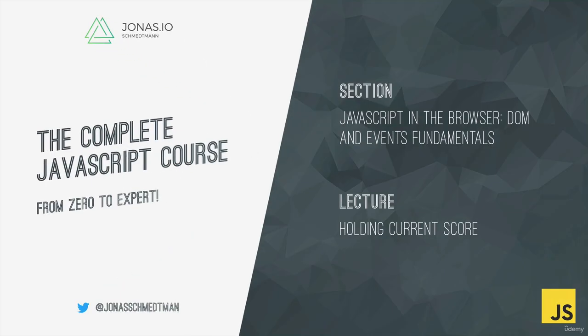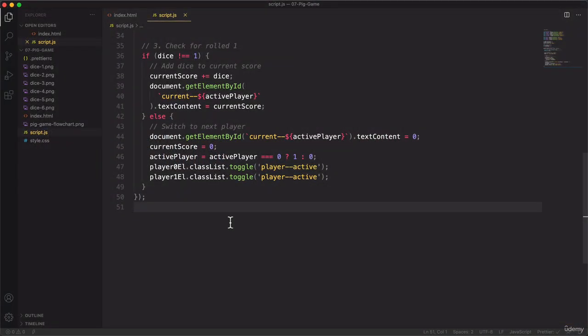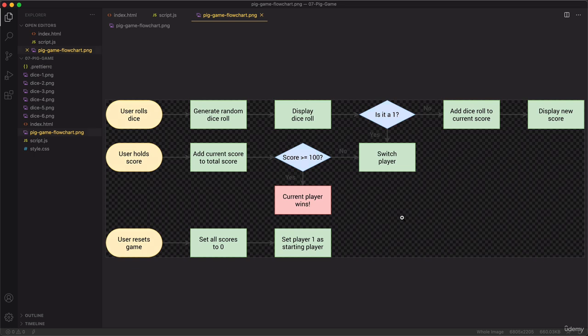And now let's implement the feature of a player holding the current score. And let's again look at our flowchart here. Once again, this flowchart basically represents the division of our big problem, which is to implement this game, into smaller problems, which are all of these green sub-problems here.